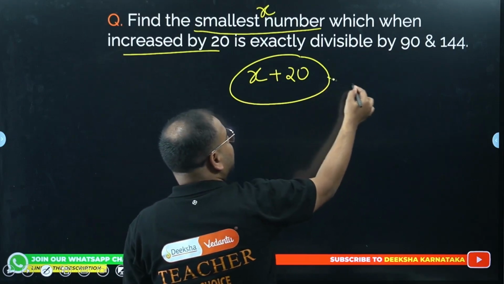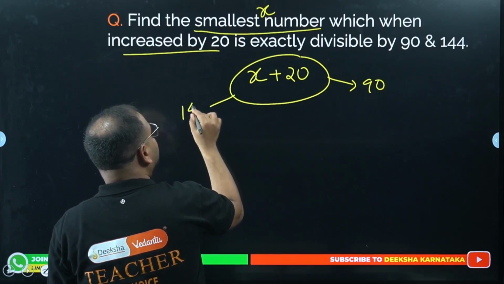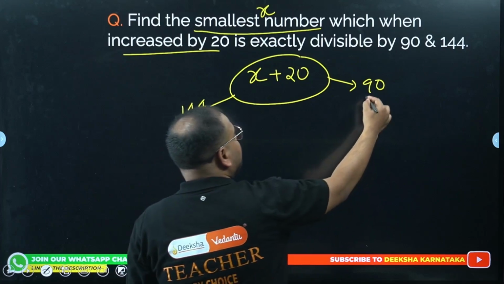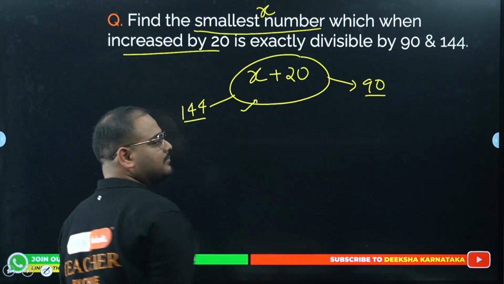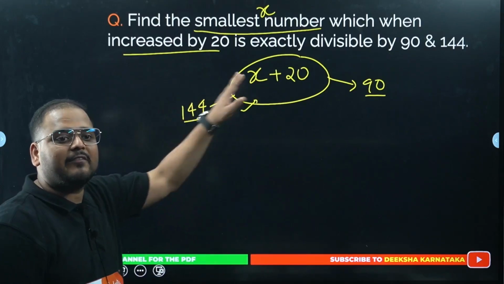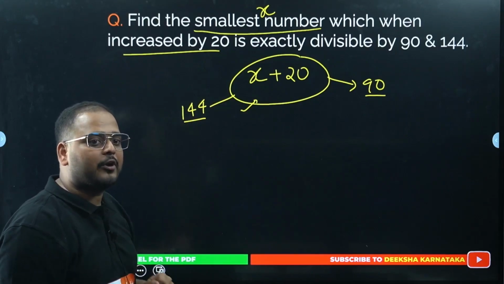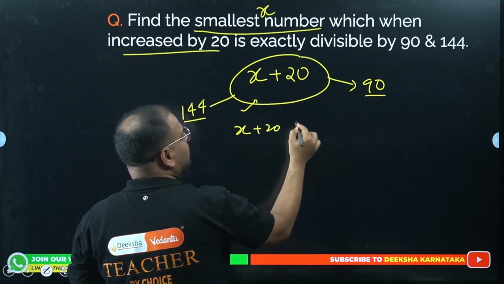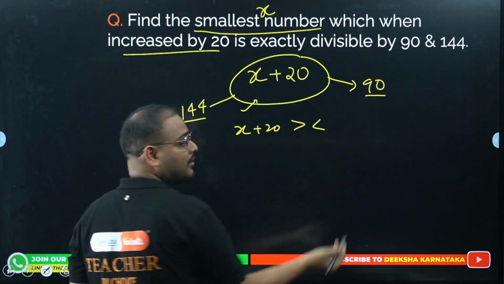This is exactly divisible by 90 and 144. Now think, if 90 and 144 can both divide this number, it means 90 can divide x plus 20 and 144 can divide x plus 20. Will x plus 20 be less than 144 or greater than 144? So I am asking you, will the number x plus 20 be greater than or less than what?